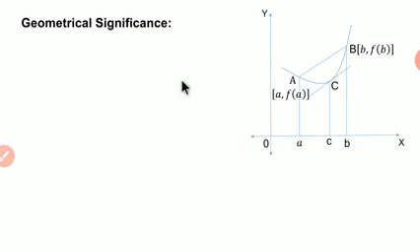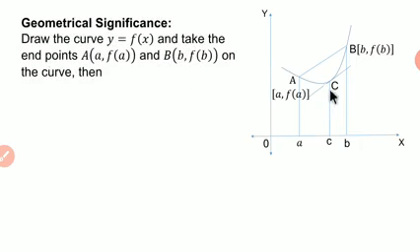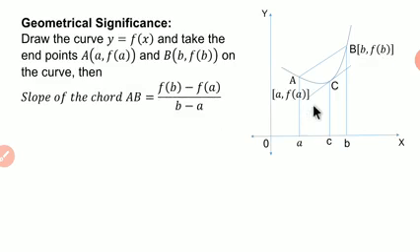Okay. Now here draw the curve y is equal to f of x. Here this is the curve y is equal to f of x. And take the endpoints A having coordinates A, f of A and B having coordinates B, f of B on the curve. Then slope of the chord AB is the difference between their y coordinates divided by difference of x coordinates. That means f of B minus f of A divided by B minus A. This is the slope of chord AB.